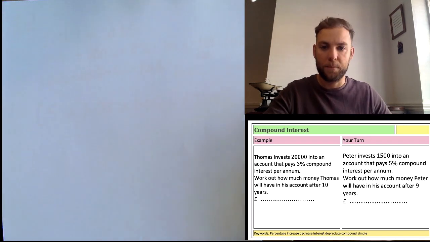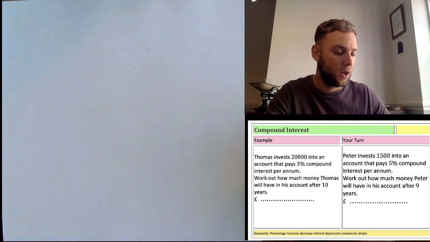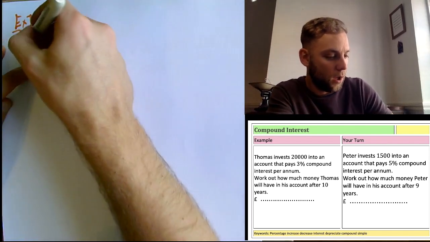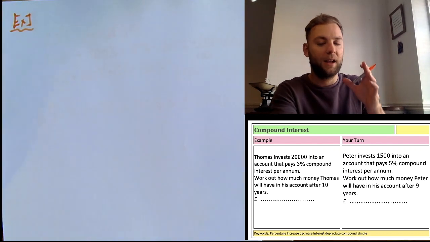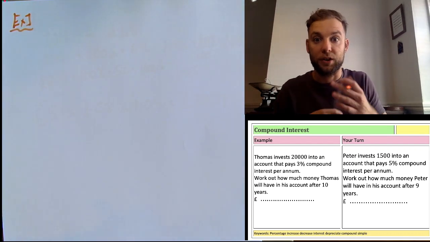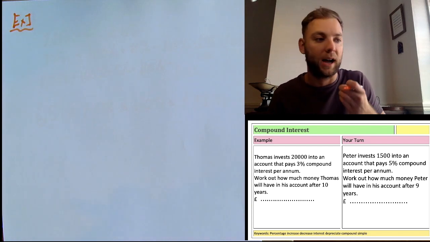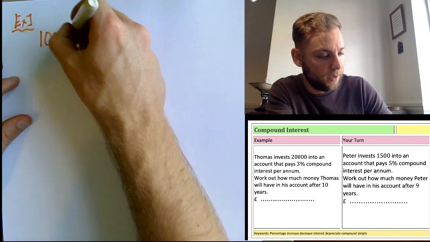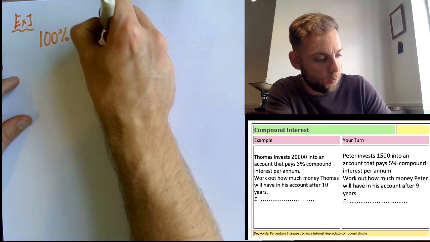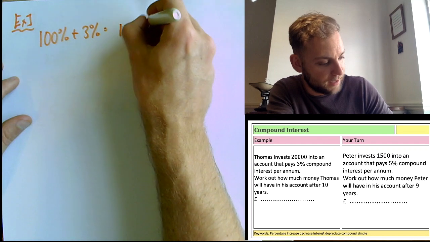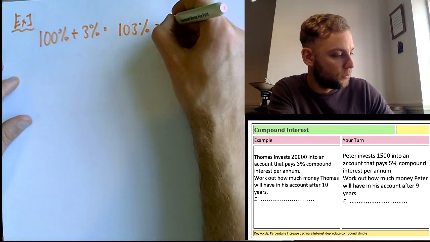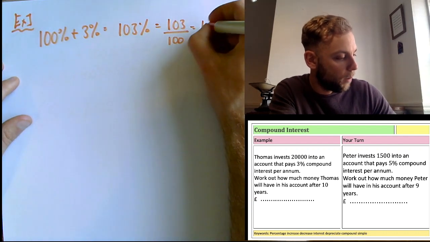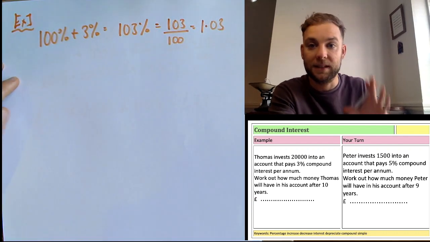So here, it's worth getting this one down in your notes. Stuff like this definitely comes up quite often. So we've got 20,000 here. Now, if you've watched the previous video on multipliers, you'll know how to do a multiplier of 3%. I'm increasing by 3%, so I'm adding 3%, which is equal to 103%. And that as a multiplier is equal to 103 divided by 100, which is equal to 1.03. Super. So that's my multiplier.